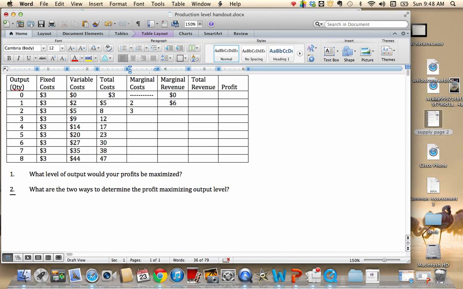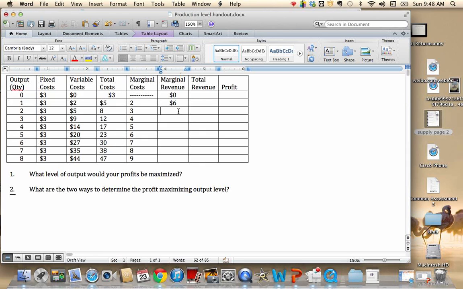It cost us an additional $4 to make the third one. It cost us an additional $5 to make the fourth one. And it cost us an additional $6 to make the fifth one, $7, then $8, then $9. We're looking at the difference here. How much did it cost just to make that additional one?